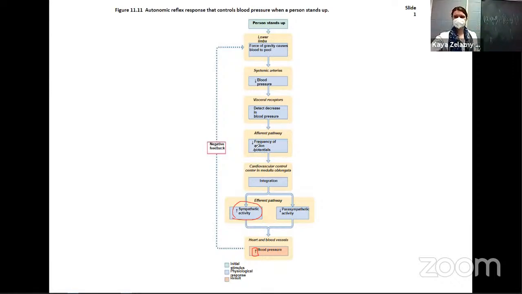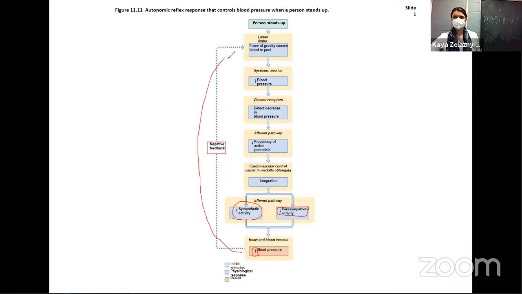So when the action potentials drop, the brain knows that the blood pressure dropped. To get it back up, we increase sympathetic activity. We don't totally turn off the parasympathetic activity, we just turn it down a little. This increases the blood pressure, which means we then have a negative feedback loop.